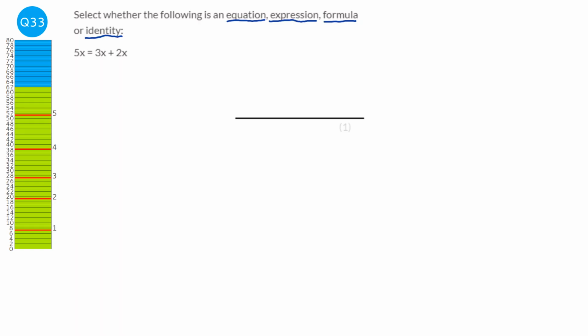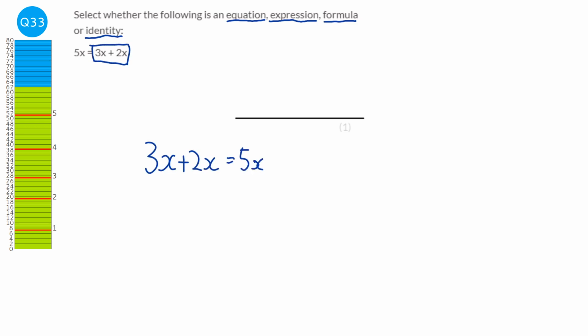But if we imagine x is 10, so 3x would be 30 plus 2x would be 20, 30 plus 20, well that will equal 5x, 5 times 10. And actually this is true for all values of x. And the reason it's true for all values of x is we know that 3x plus 2x, this right hand side here, equals 5x. They're the same thing.